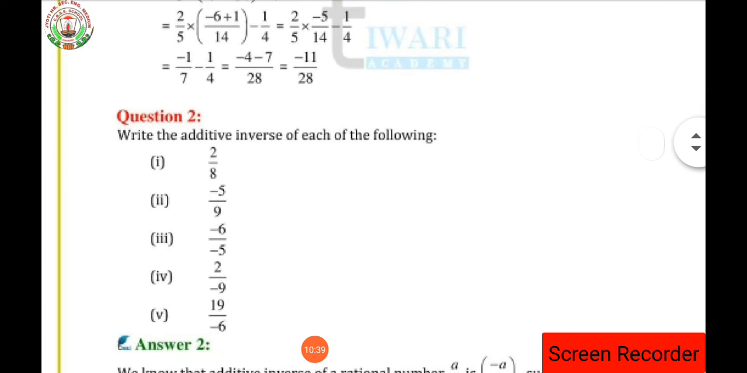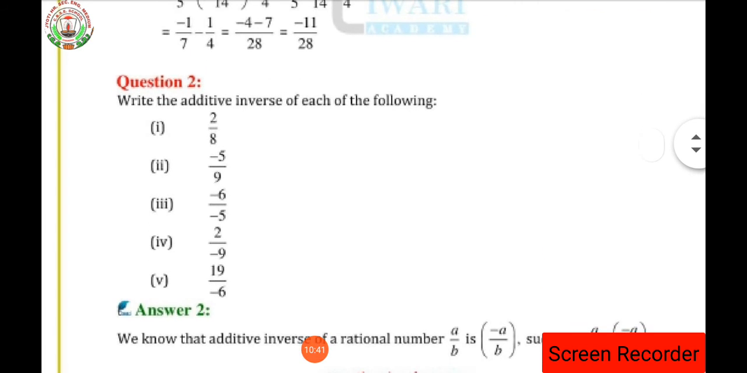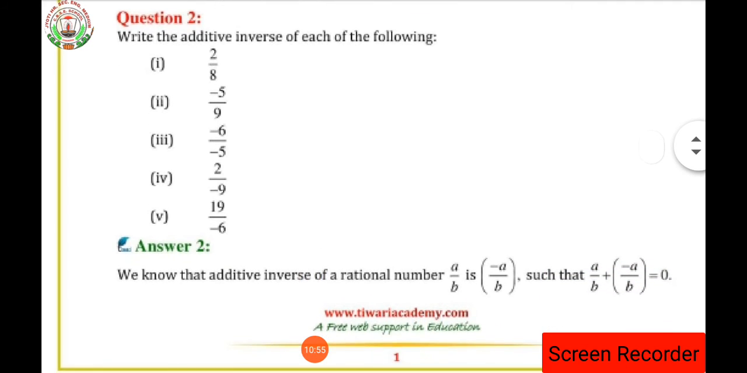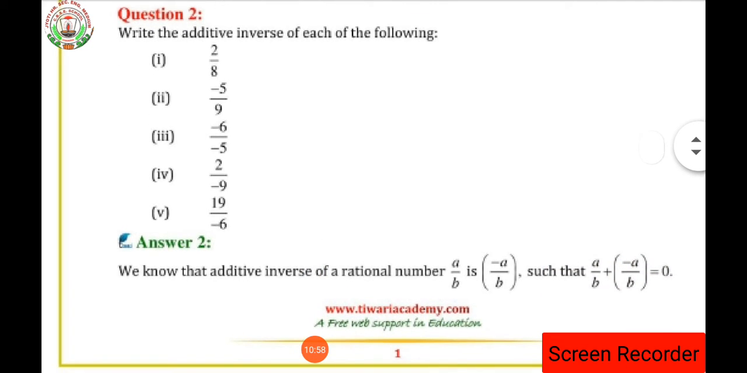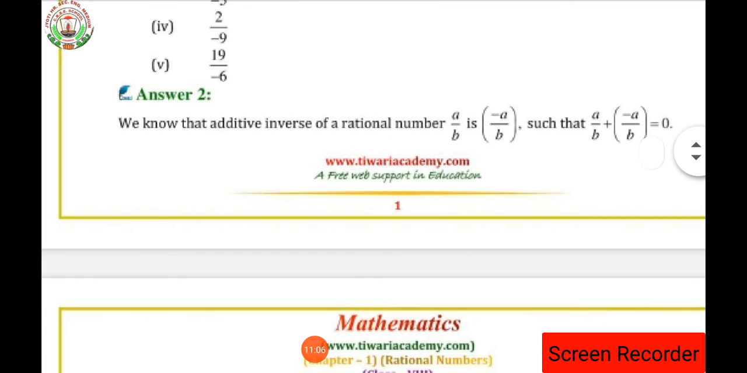Now let's see question number 2. What do we have for question number 2? Write the additive inverse of each of the following: 2 by 8, minus 5 by 9, minus 6 upon minus 5, 2 upon minus 9, 19 upon minus 6. So what is additive inverse? Let's first see the definition of additive inverse. We know that the additive inverse of a rational number a upon b is minus a by b.